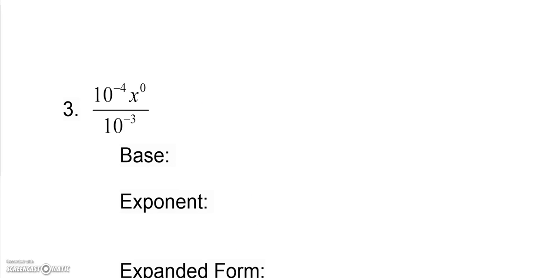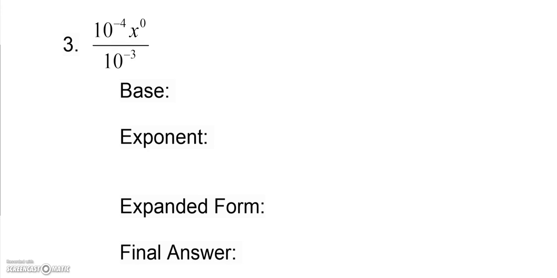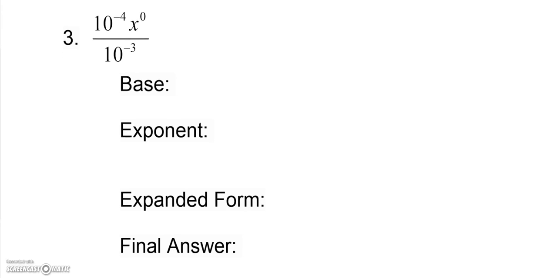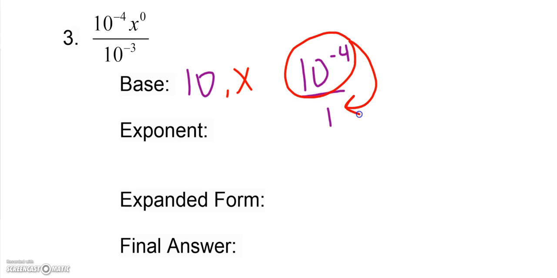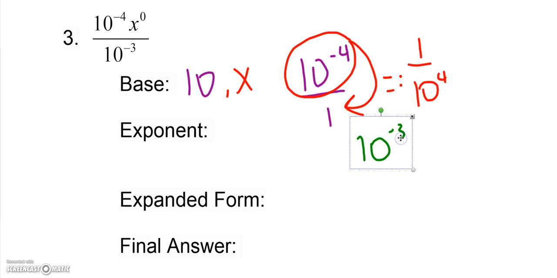Okay, our next example kind of has everything thrown in. Looking at the first one, we have a base of 10 and a base of x. For our 10, we have 10 to the negative 4 over 1. So this is going to have to go to the bottom. So it's going to be 1 over 10 to the 4th. Then we have 10 to the negative 3 over 1. Or sorry, other way around, my bad. See, teachers make errors too.